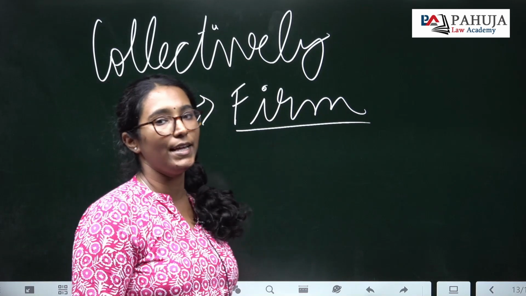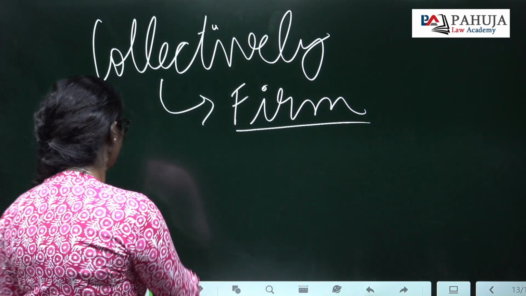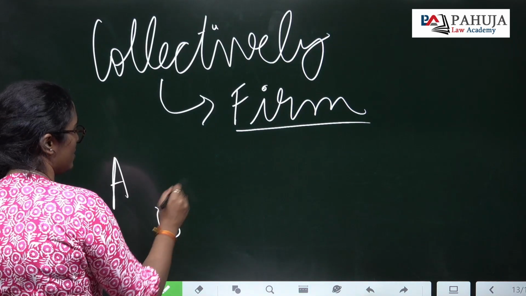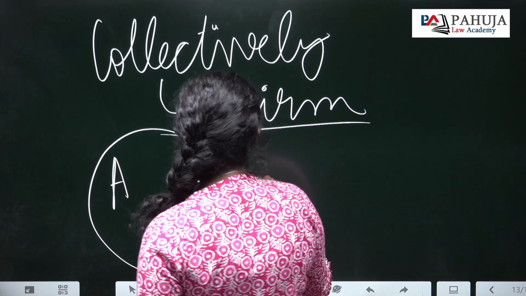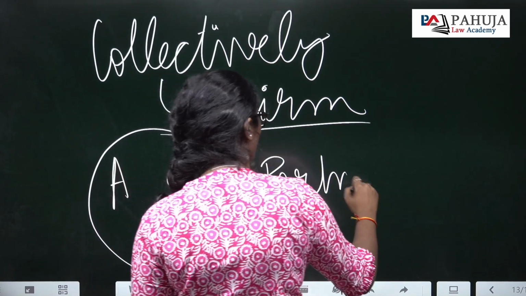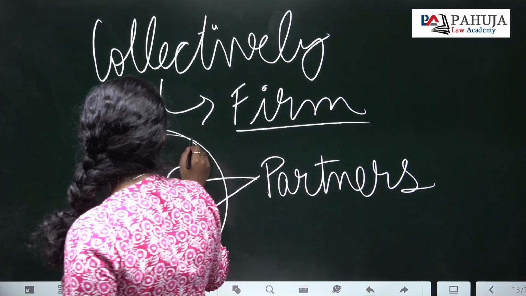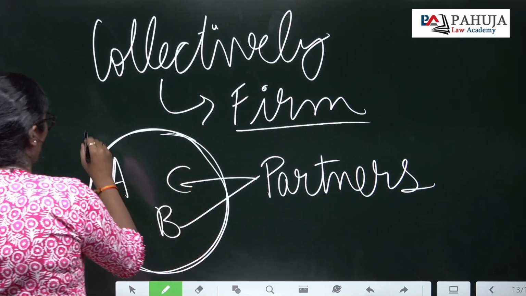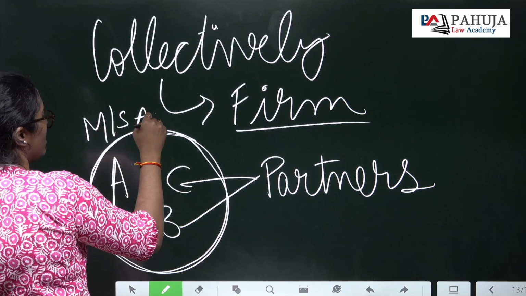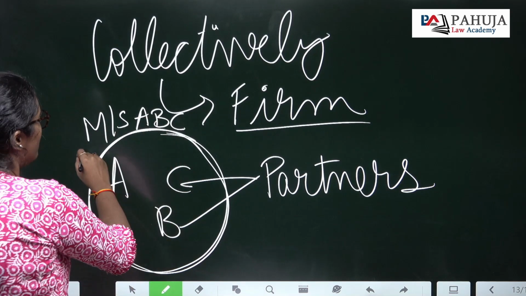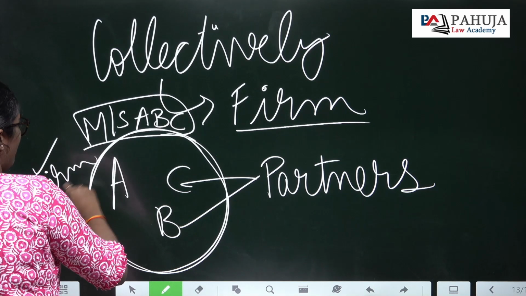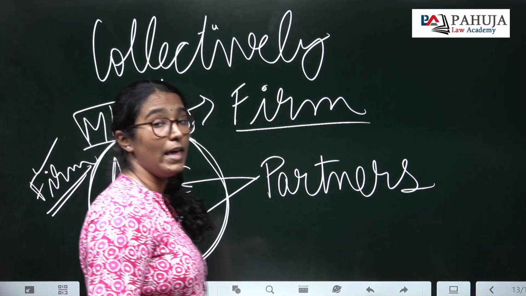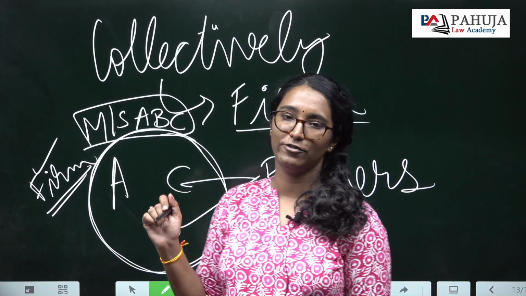So, let us say that A, B and C enter into a partnership. These are all A, B and C individually called partners. Now, the firm of A, B and C, let's call it Messrs A, B, C. This firm will be known as a firm. They will be collectively known as a firm. And this name Messrs A, B and C will be known as the firm name.